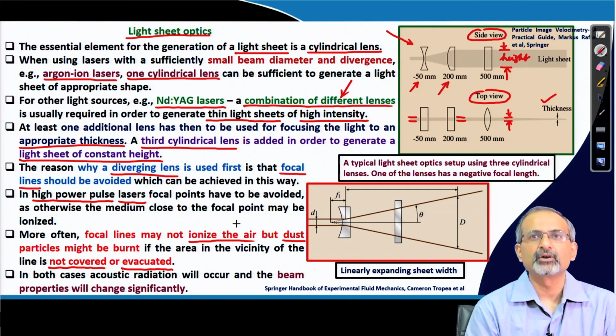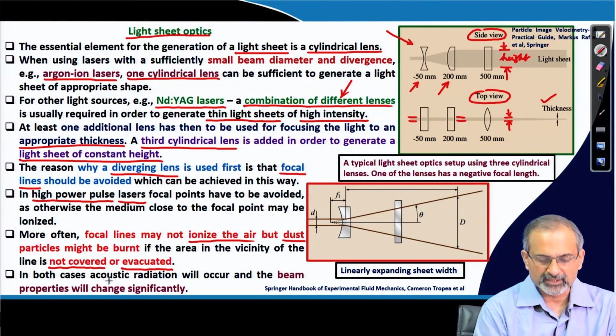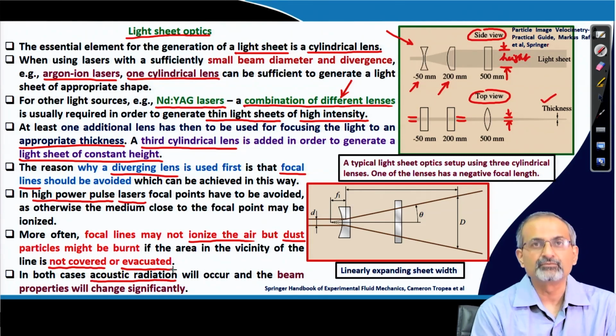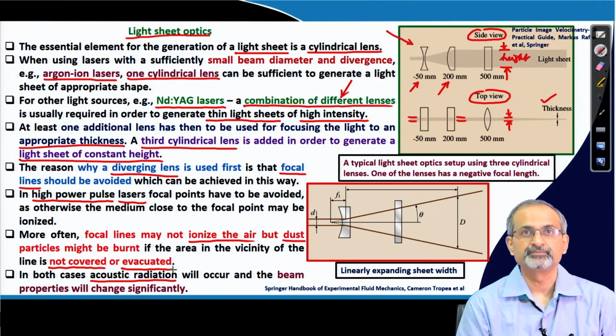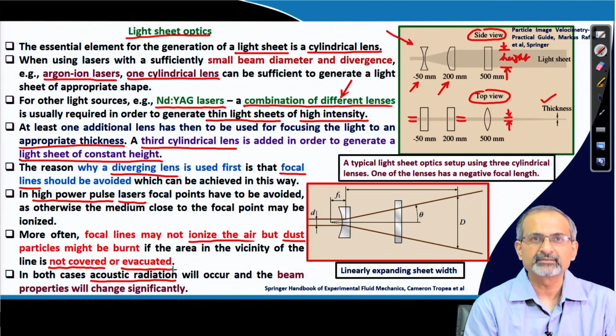Why does this need to be avoided? It is because the beam properties would get significantly altered because of the acoustic radiation which emerges if the dust particles are getting overheated and burnt. Therefore, that is going to create aberration in the beam and the light sheet properties and degrade it, which needs to be avoided.